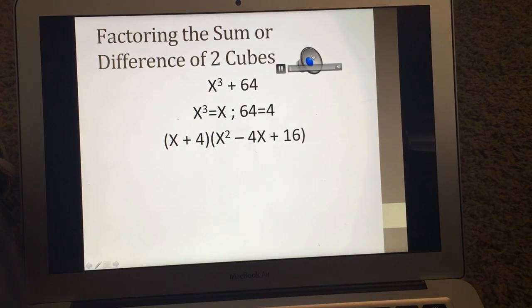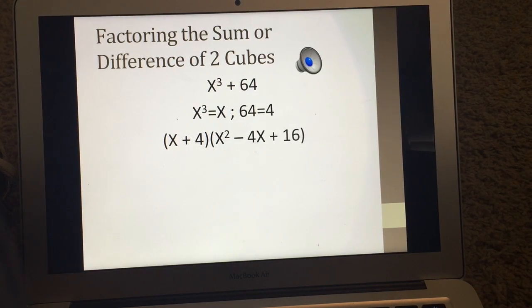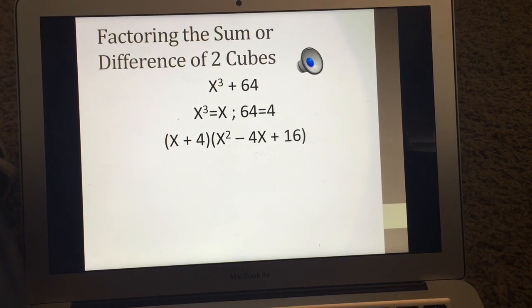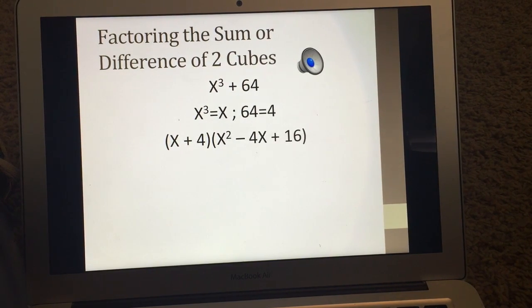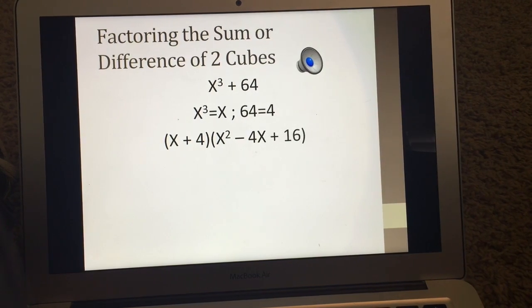So you can tell since it's positive, you want to use the sum equation, so that's a plus b, and then in another parentheses a squared minus ab plus b squared. So you want to take the cube root of x cubed, which is x, and then the cube root of 64, which is 4, and you want to just plug that into the equation. So you get x plus 4, and another parentheses x squared minus 4x plus 16.